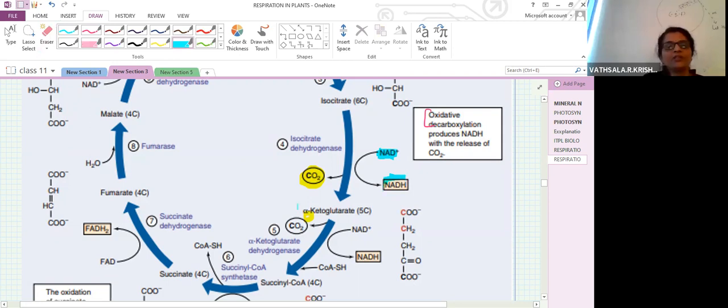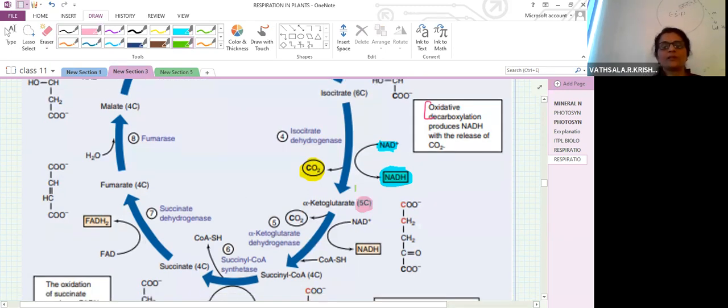So now what is happening next? Alpha ketoglutaric acid is a 5 carbon compound. Please remember that it's 5 carbon. So now what is next? Here again one carbon dioxide is lost. Keep seeing. Again one carbon dioxide is lost, and this is a very important step.